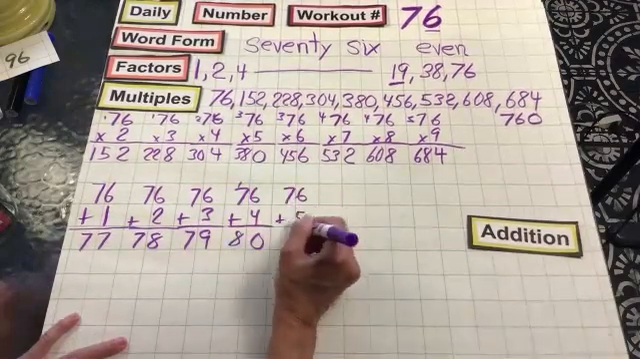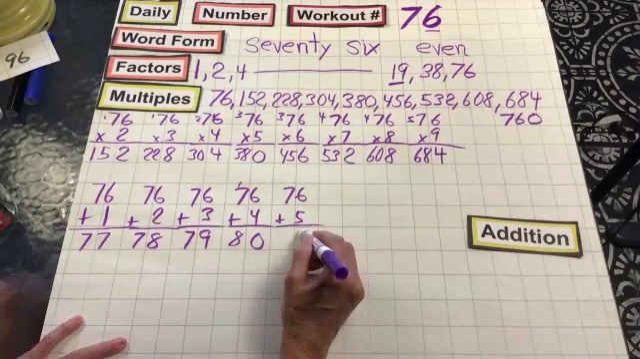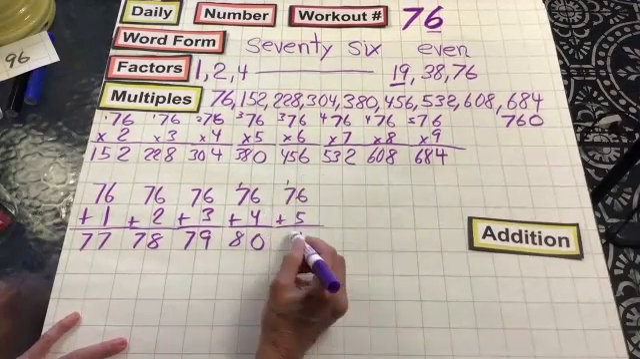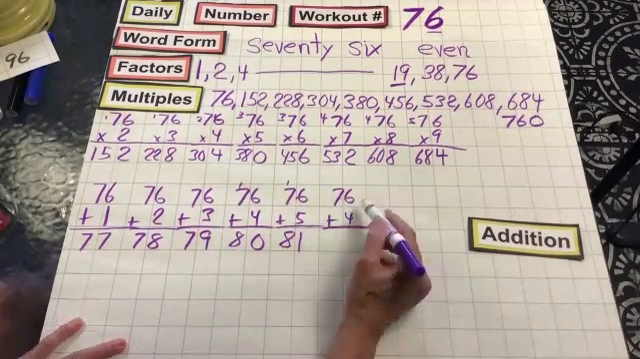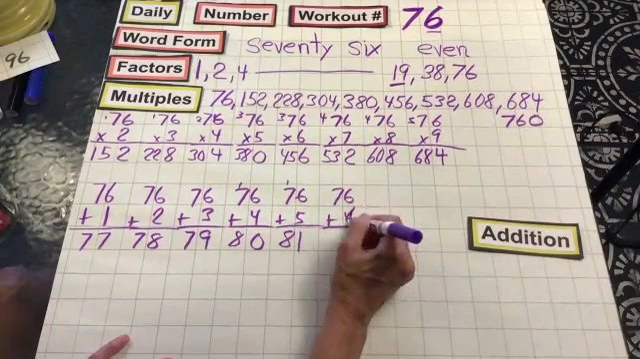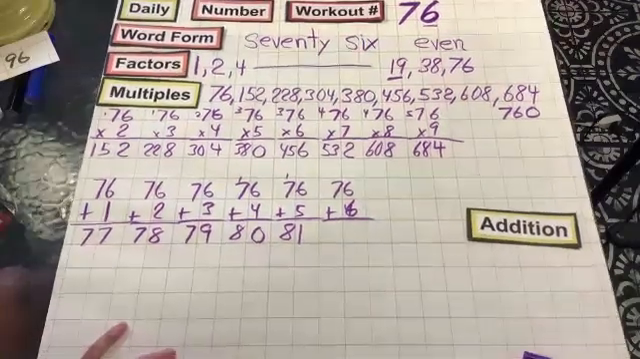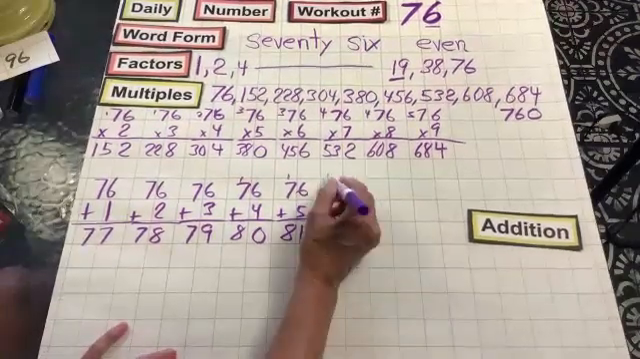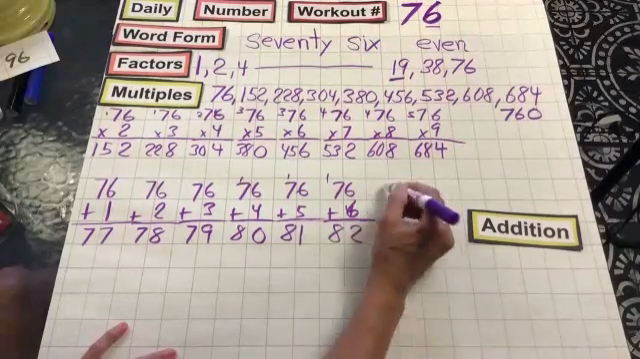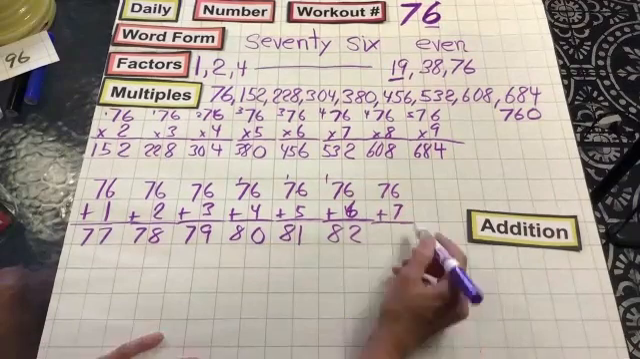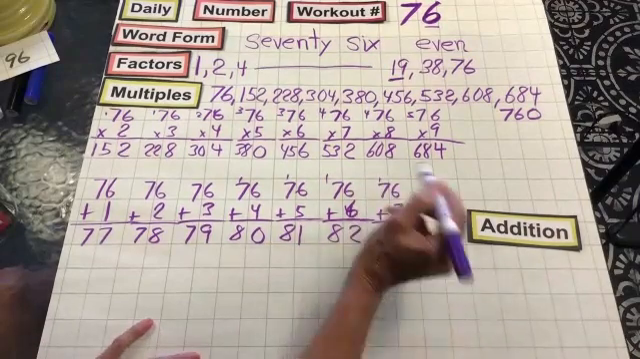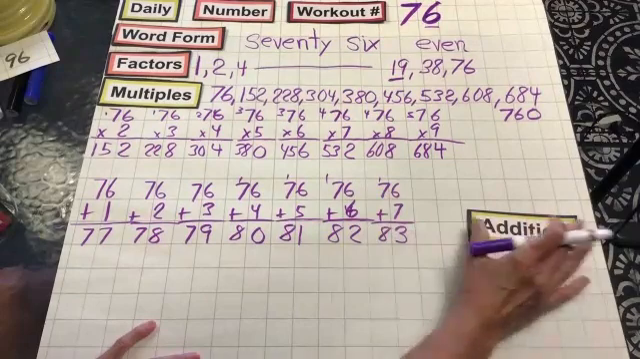76 plus 5. 6 plus 5 is 11. Drop the 1, carry the 1. 1 plus 7 is 8. 76 plus 6 is 12. Drop the 2, carry the 1. 1 plus 7 is 8. 76 plus 7. 6 plus 7 is 13. Drop the 3, carry the 1. 1 plus 7 is 8.